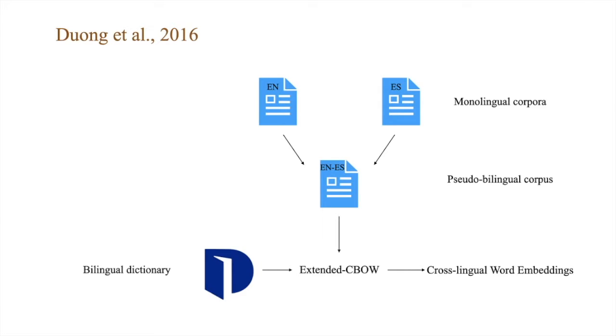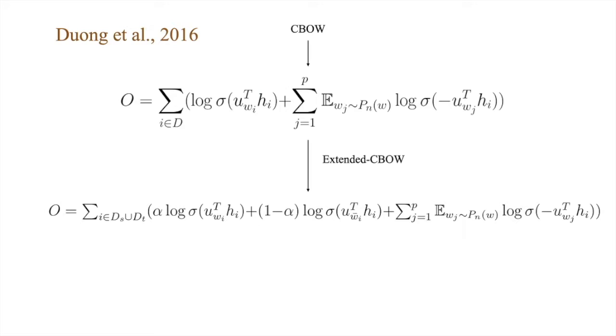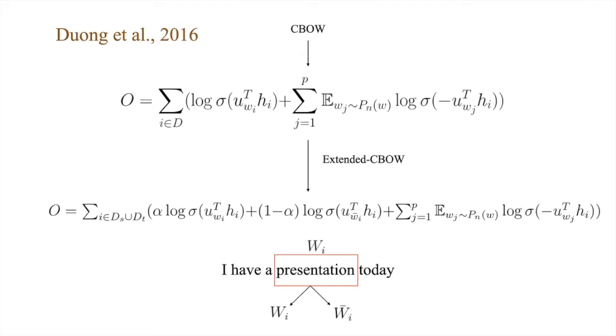Let's talk a bit in more detail about Duong and Hakimi Parizi. Duong et al. in 2016 proposed a model that only requires two monolingual corpora as large as 5 million sentences. They combine these two corpora, shuffle the sentences, build a pseudo bilingual corpus, and use a bilingual dictionary and an extended CBOW to learn cross-lingual word embeddings. They extended the CBOW function by adding an interpolation term.